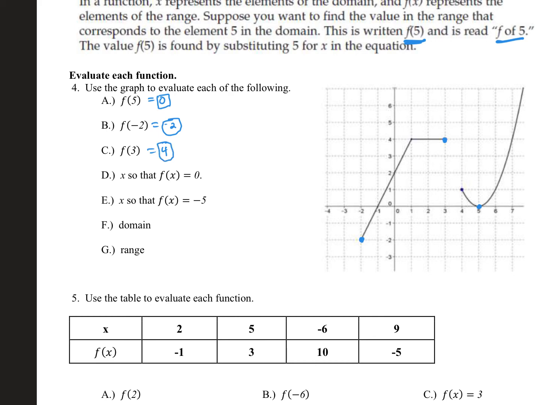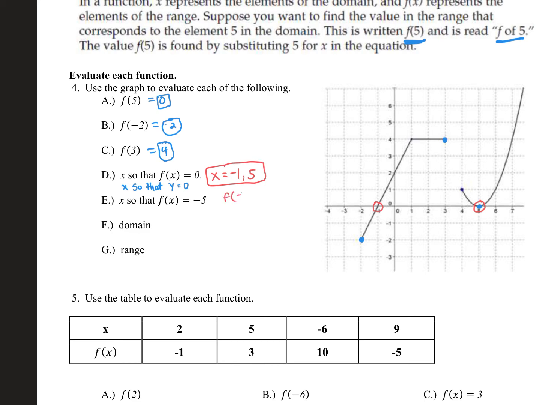Now we're going to work in reverse. It says find the value of x, so find your input so that your output f of x equals 0. Again, f of x is really y, so x so that y equals 0. So we got to find the x that corresponds to an output value for y of 0. Well, take a look at your graph, and you can see here that there are 2 places where you have a y value of 0. One at negative 1, and again, one at 5. So we're going to list x out to be 2 values, negative 1, 5.